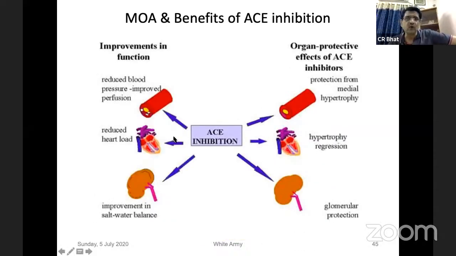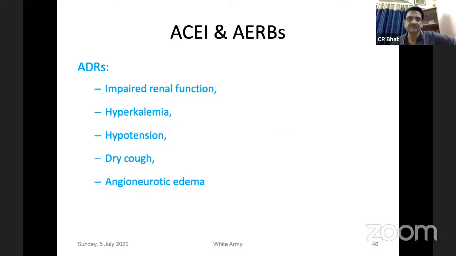Now, what do they do? They reduce the blood pressure, they reduce the afterload. They regress the hypertrophy of the myocardium. They reduce the peripheral vascular resistance. They have glomerular protection. They improve the salt and water balance. They act at multiple levels and cause reduction in the peripheral vascular resistance and reduction in the blood pressure. So they have been named as the class 1 indicators for hypertension in young patients, especially in whites.